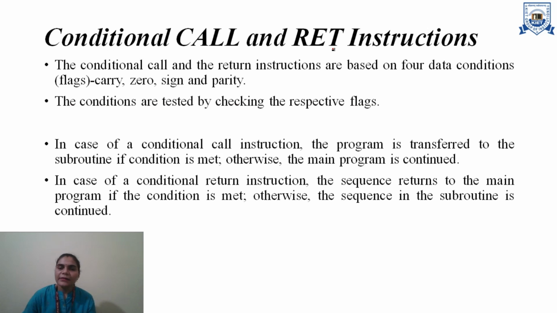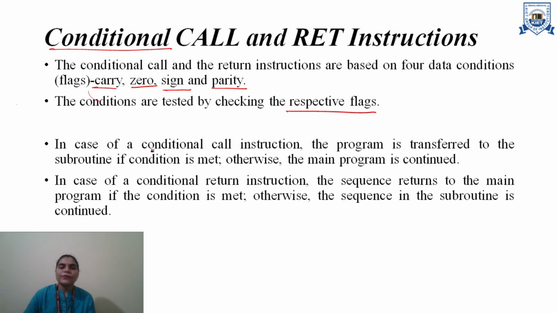These call and return instructions can be conditional. So first the condition will be tested. If the condition is found to be true, the call or return instruction will proceed. And the condition can be tested based on some flag values. These flags are carry flag, zero flag, sign flag and parity flag. Conditions are tested by checking the respective flag. If carry flag is being used, then the value of carry flag will be tested.